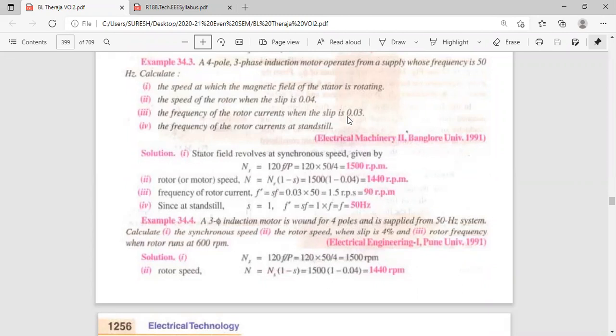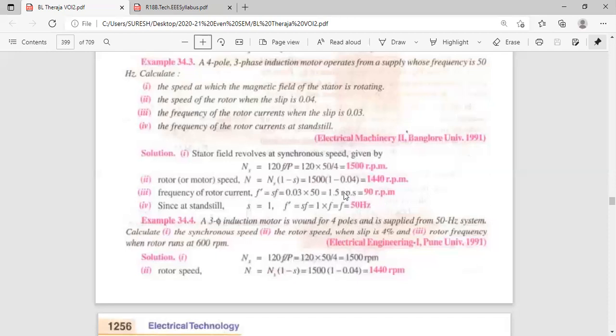Frequency of the rotor currents when slip is 0.03. In the previous case, it is 0.04. Now slip is 0.03. Frequency of rotor currents he is asking. What is the formula? F dash is equal to SF. Slip is 0.03. Frequency is 50 given in the problem. Therefore, F dash is 1.5 RPS, revolutions per second.